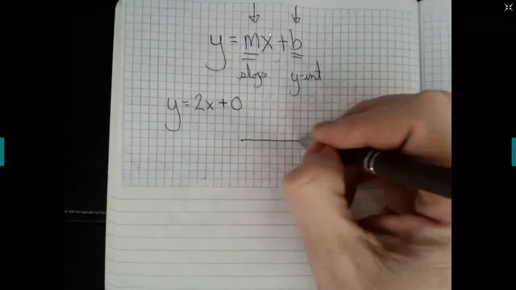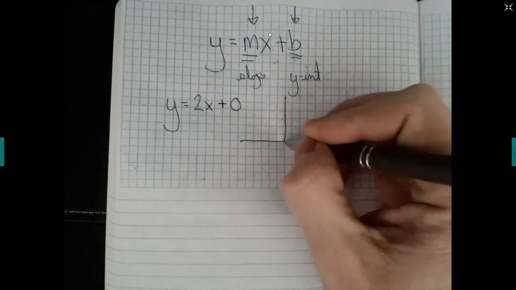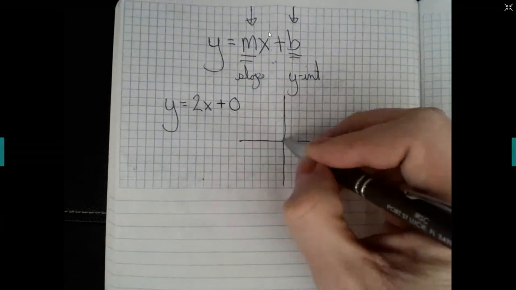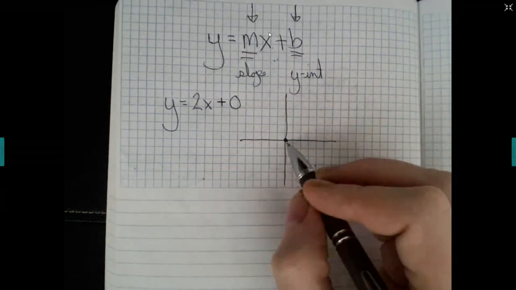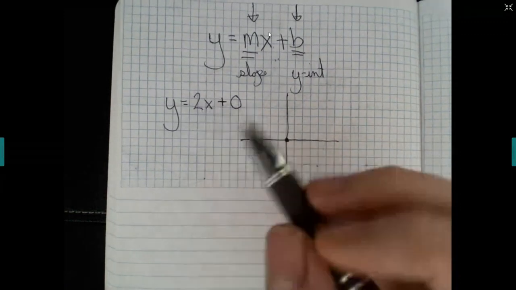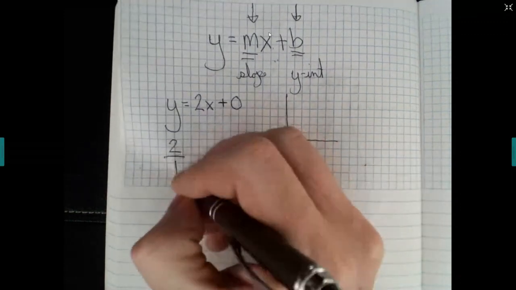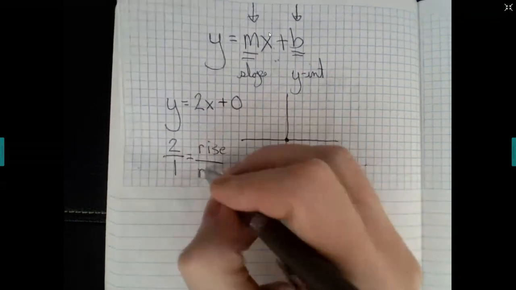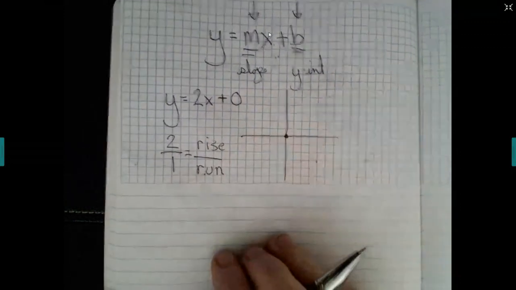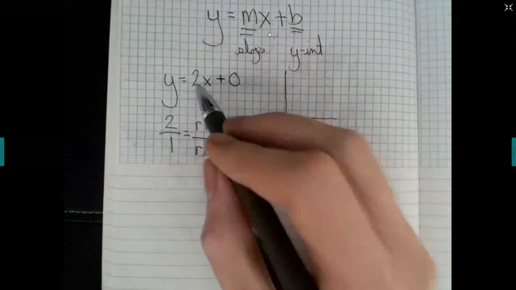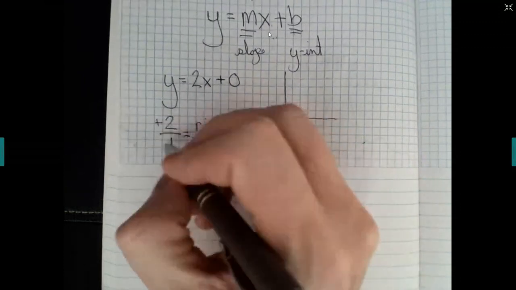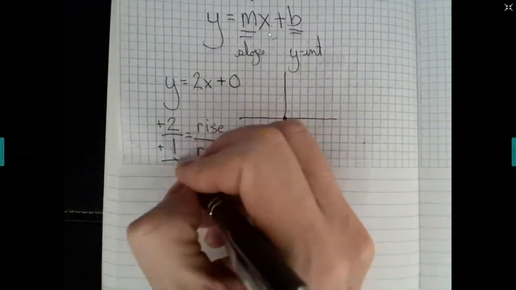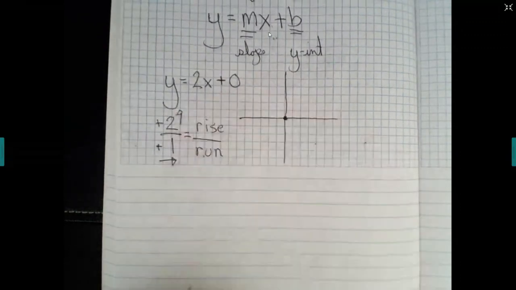Now, graphing is very simple. We start by graphing the y-intercept, and being that it's a 0, we're going to be graphing a point right at the origin. Now, the slope is understood to be 2 over 1. Why do we care about that? It's because that's the rise over the run. Rise over run. So the rise is +2, and the run is +1. That means we're going to go to the right 1 unit and go up 2 units.